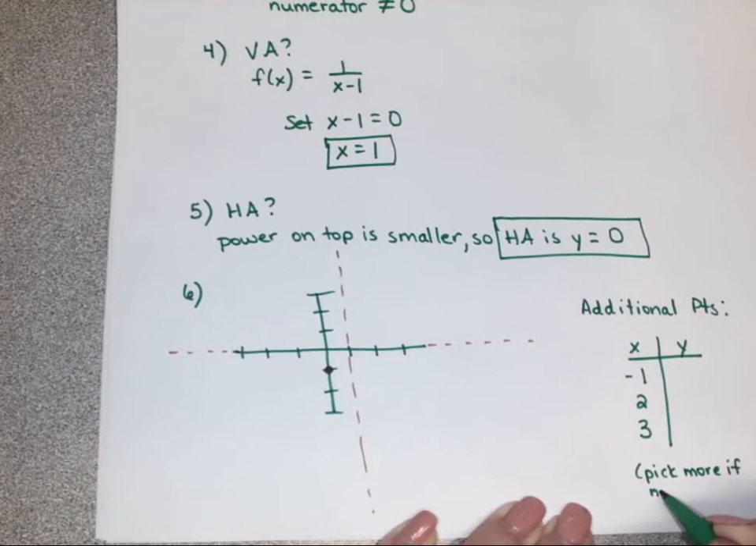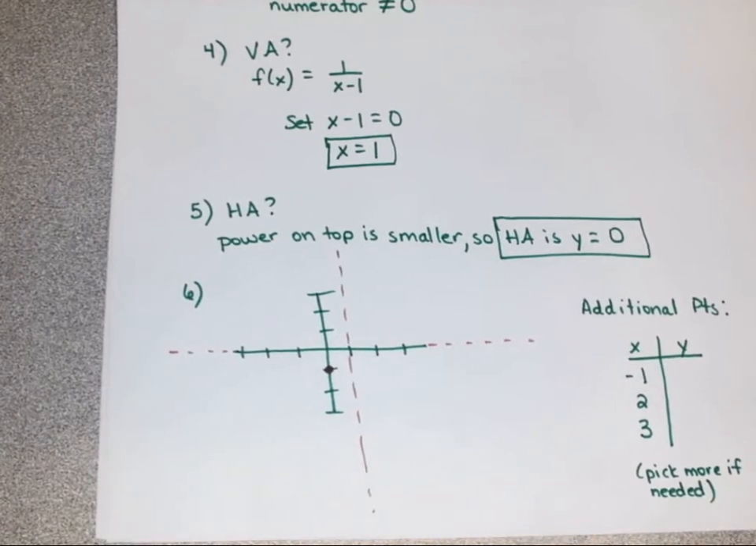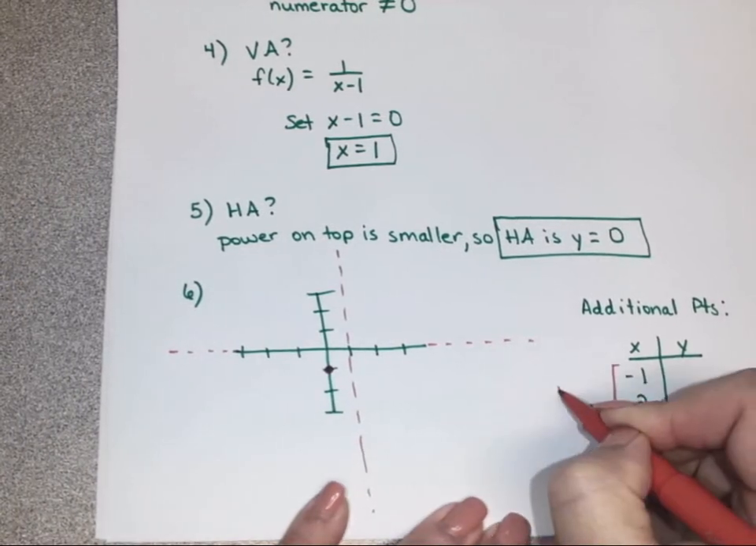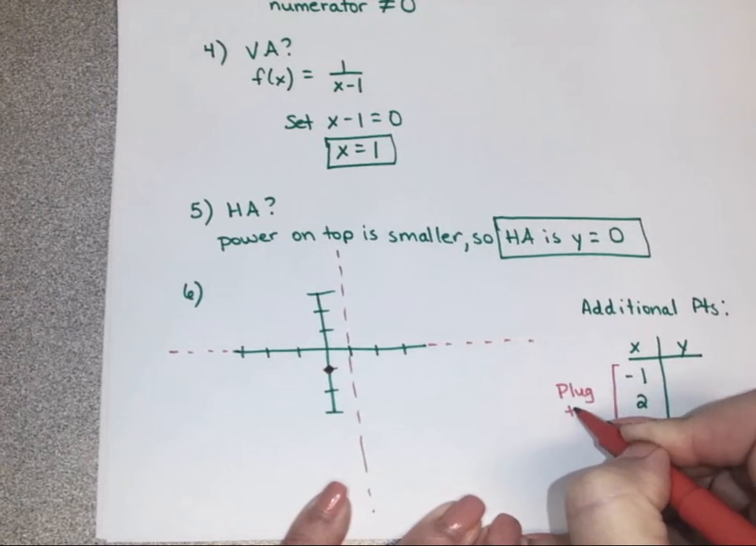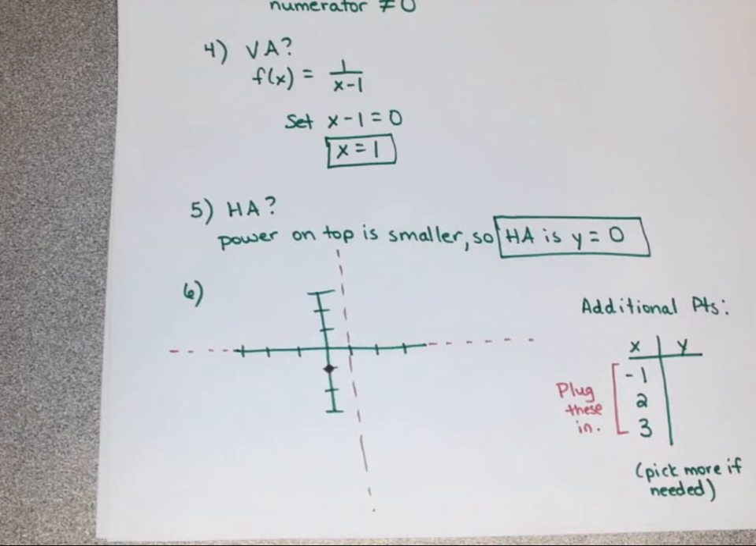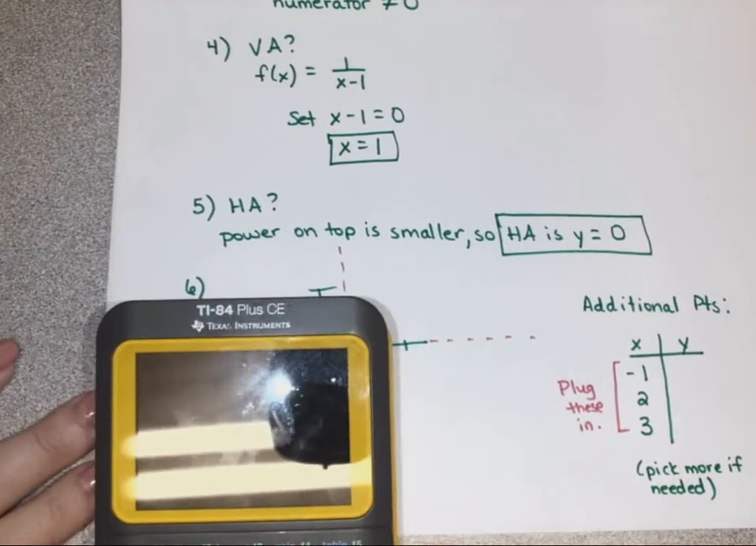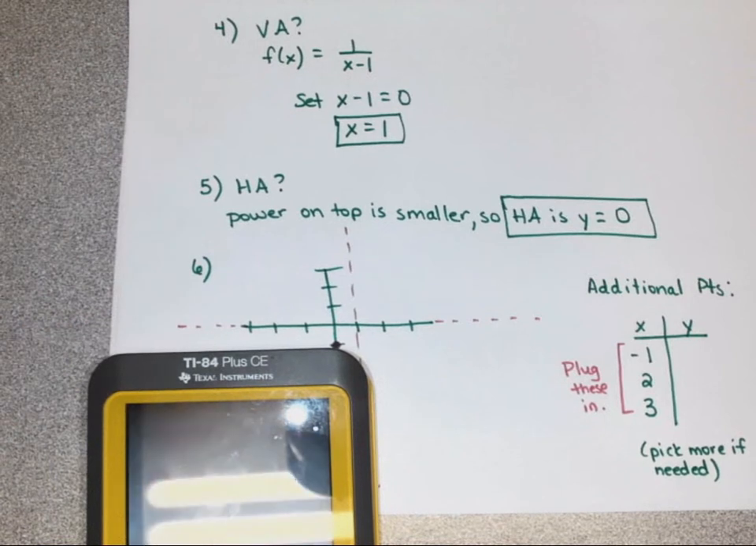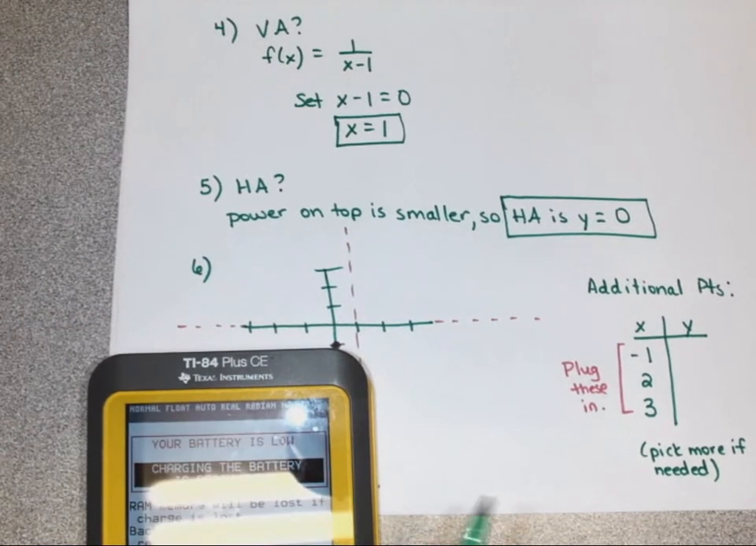So if you are doing this on your own and you're like, I still don't feel confident that I know what the graph looks like, you can pick as many x points as you want to, okay? And how do you deal with these then? Plug these in. My strong suggestion to you is to use your calculator, either the table feature of your calculator, or you can just plug them in to the actual calculator part.